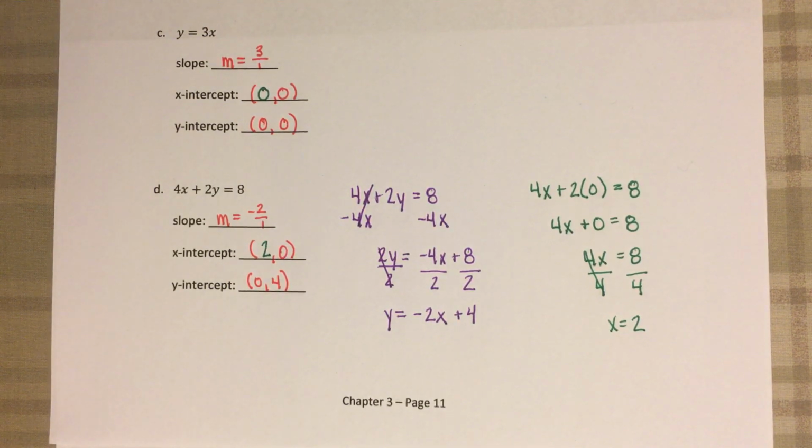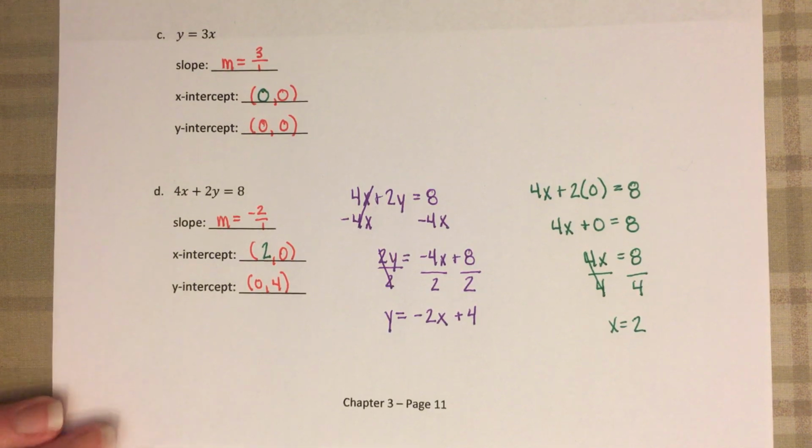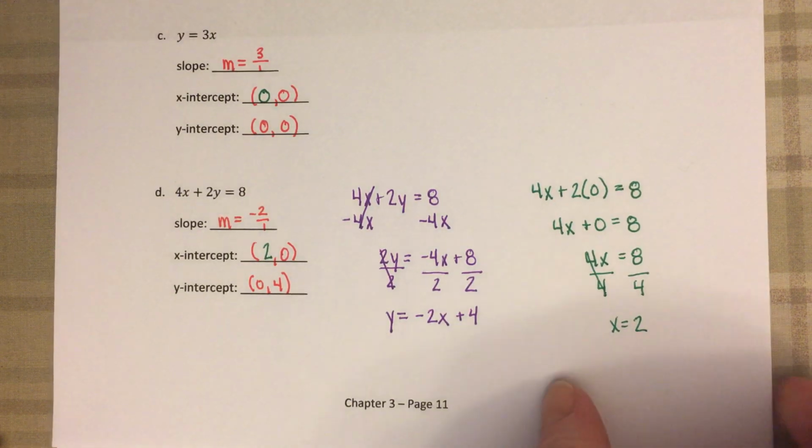As you're going through the homework, you're going to see some that start in slope-intercept form, and some that start in standard form that you'll have to switch over. Again, our slope is always the coefficient of x. Our y-intercept is always the constant term that's by itself. And to find our x-intercept, we make sure that we let y be equal to 0.